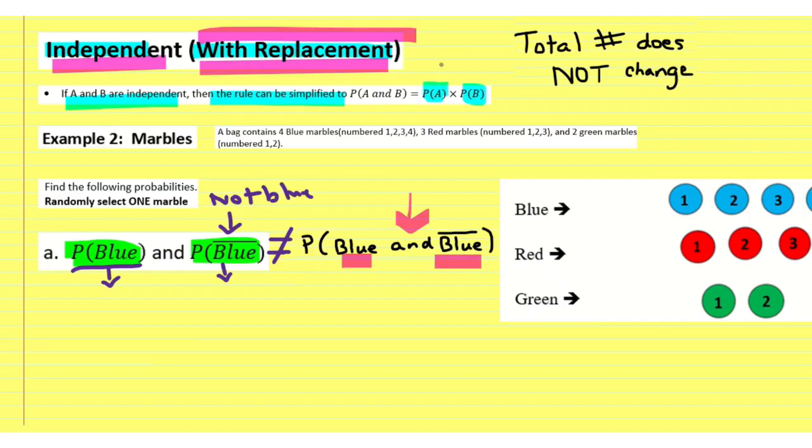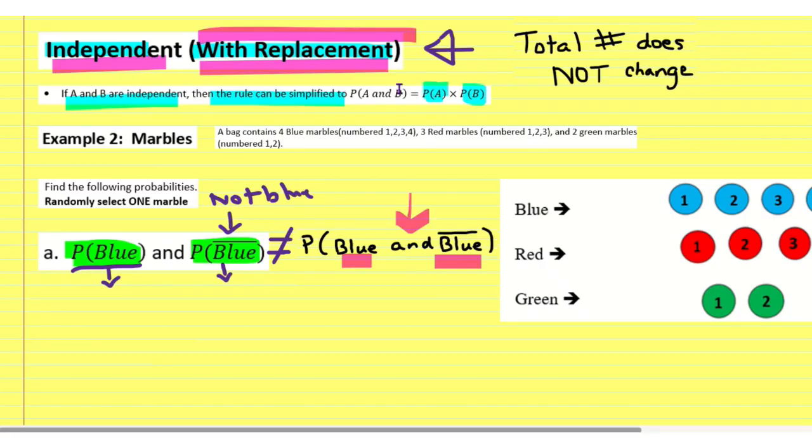Like I said, we're going to deal with some questions here in a minute that have to do with this independence with replacement situation. But they're referring back to just a simple probability here. A simple probability is just going to be a part out of a whole. So the part out of the whole.